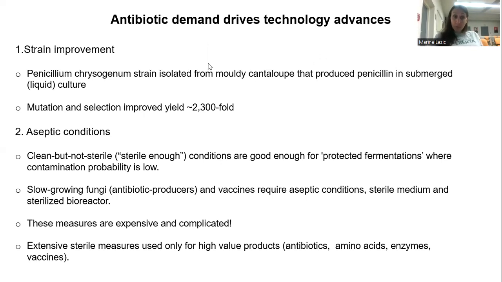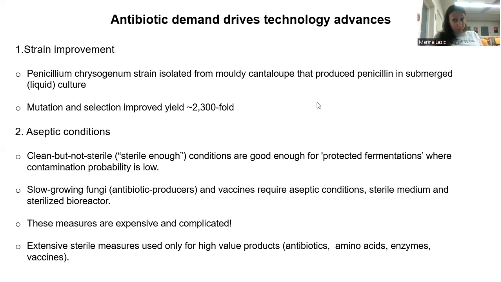So people started paying attention to strain improvement. Basically, there was this Penicillium strain isolated from cantaloupes that produced penicillin in submerged culture. They did mutations and selections to improve yields by about 2,300 times. So that was highly significant. That was strain improvement.